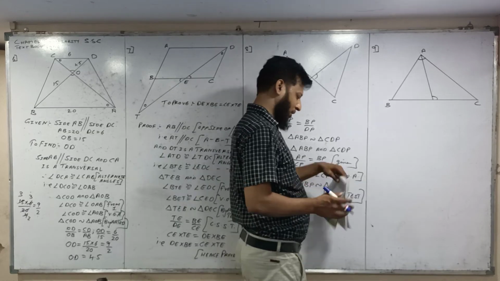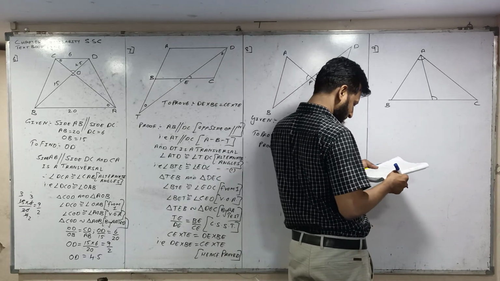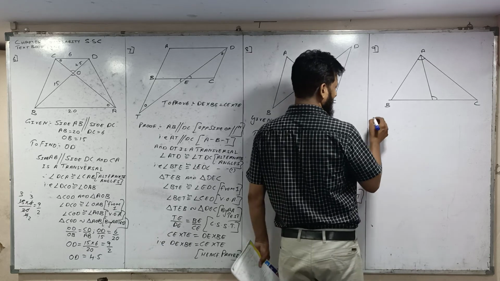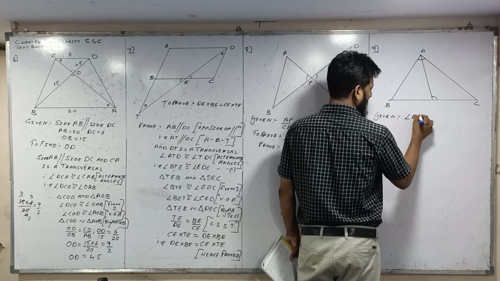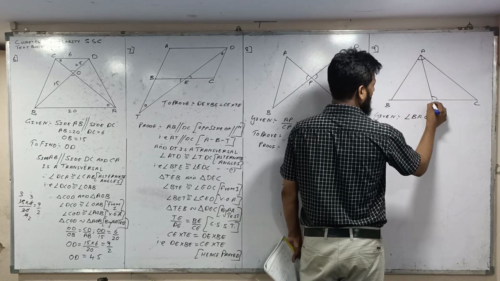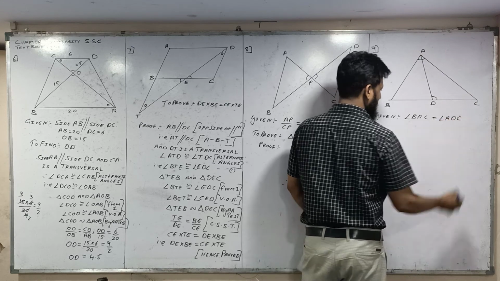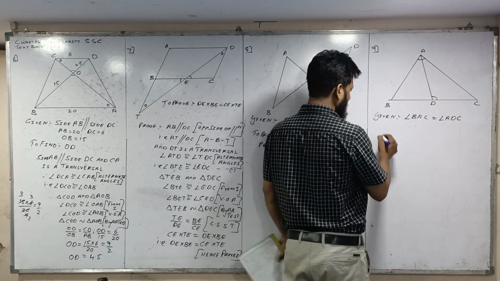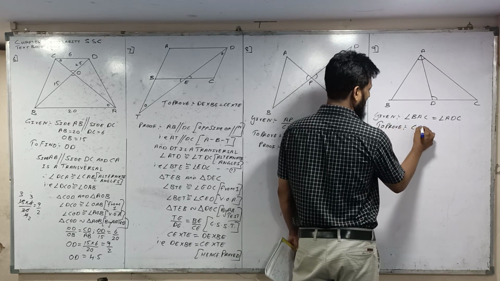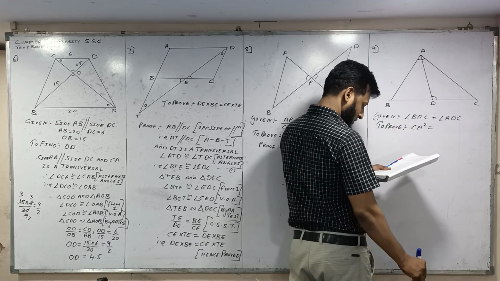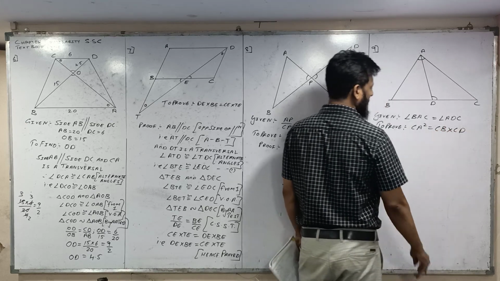Now come to question number 9. Okay, so what is given? Angle BAC is congruent to angle ADC. It is given. You have to prove CA square is equal to CB into CD, CB multiplied by CD. You have to prove this.